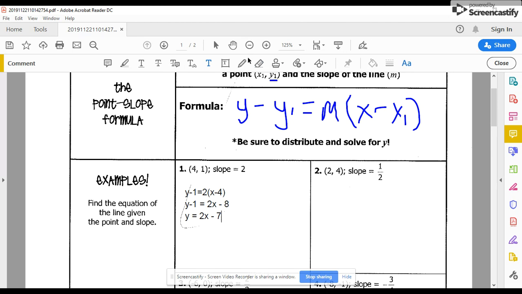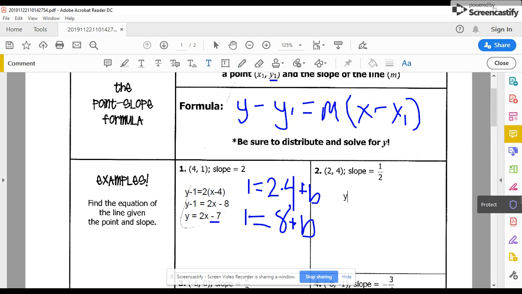If you had done it the other way, I'll just show you real quick. If you'd plugged in 1 for y, 2 for m, times 4 for x, and then put plus b, you would have gotten 1 equals 8 plus b, and then subtracting 8 would have gotten us that b value of negative 7, which we see over here. So it gets us to the same place, just a different method. Let's try a couple more.